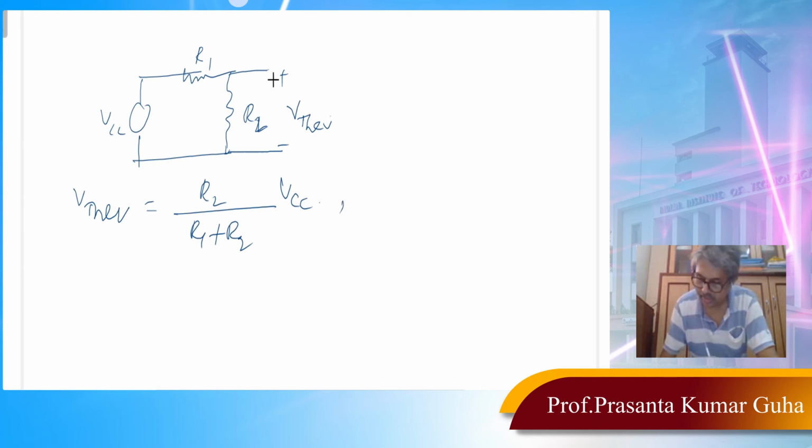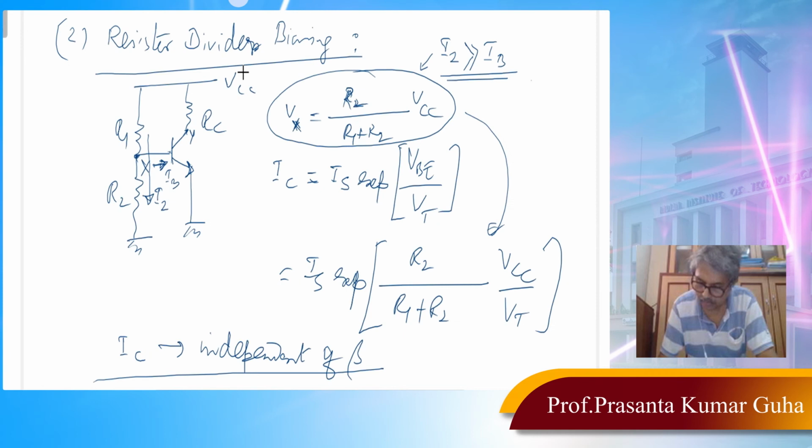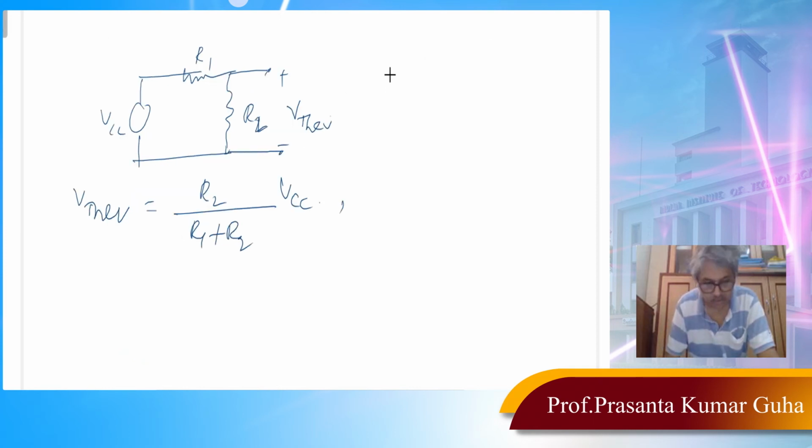What about R Thevenin? In case of R Thevenin, we need to short. We need to again remove this, open this amplifier, and VCC needs to be shorted. If you short VCC, you see then R1 and R2 are in parallel. So we will have R1 and R2 in parallel because we have shorted VCC.